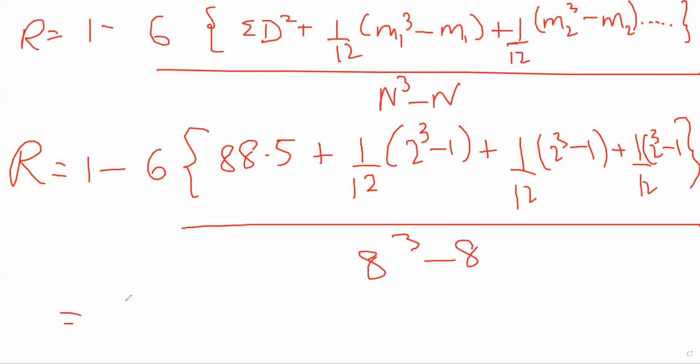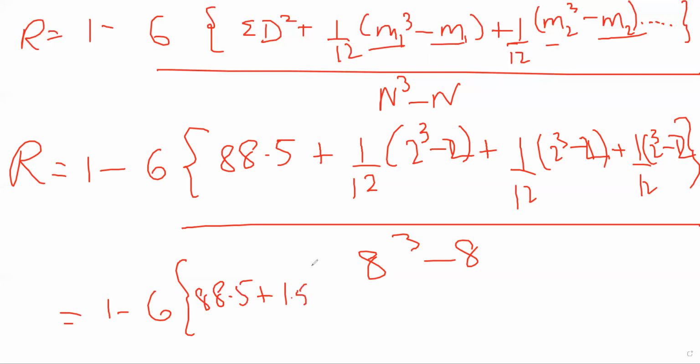Now, if you solve this, you will get 1 minus 6 of 88.5 plus, this will be 8 minus 1. Okay? So 8 minus 2, sorry. You have to put 2, not 1. M1 cube minus M1, so M1 is 2. Be careful of that. I made that mistake here. It is all 2, not 1. M2 cube minus M2, M3 cube minus M3. So the same value you are cubing. If you keep repeating this value, you will get somewhere around 1.5. It is a simple calculation if you do it.